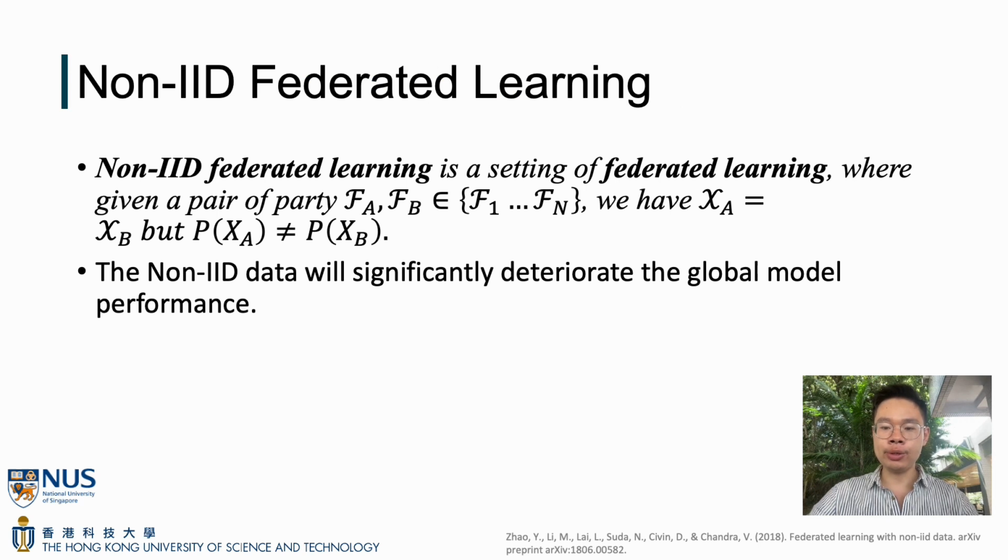Non-IID federated learning refers to scenarios where the feature distributions of federated parties or clients are totally different. Taking an image classification task as an example, training data for one client may be just dogs, while the other client may be just cats, and so on. Such a problem setting is very tough and could increase the difficulty of model training.